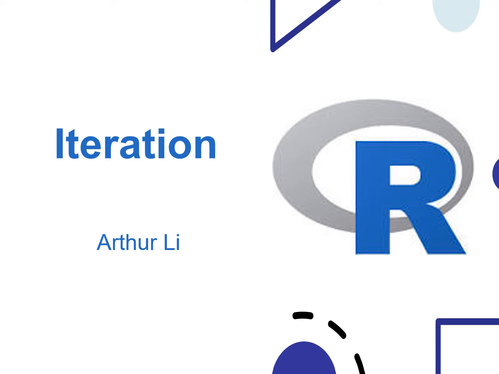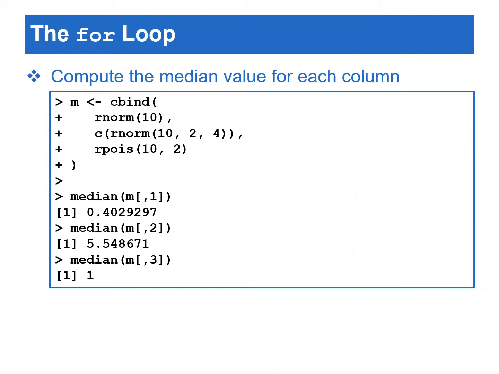In this video, we will learn how to write loops. We will also learn some methods for performing calculations on individual rows or columns of a matrix, and the individual components of vectors or lists. In the last video, we learned how to write a user-defined function. Functions can help us to reduce duplications.